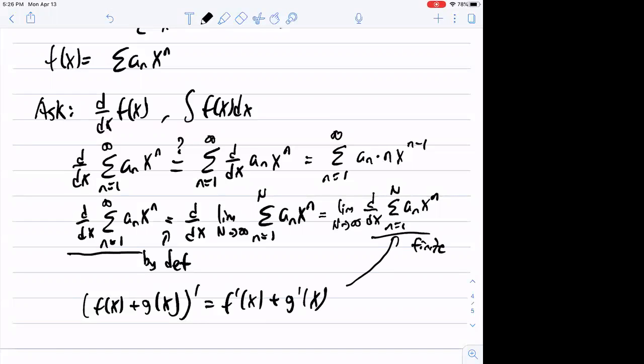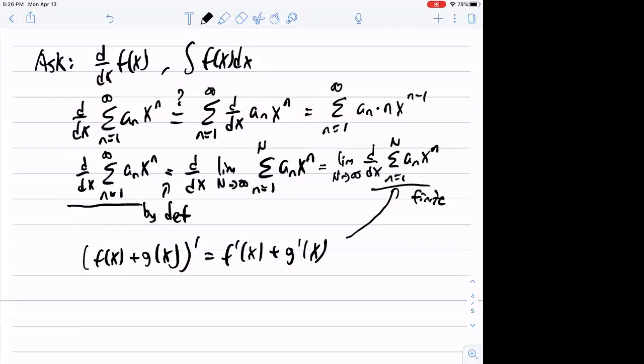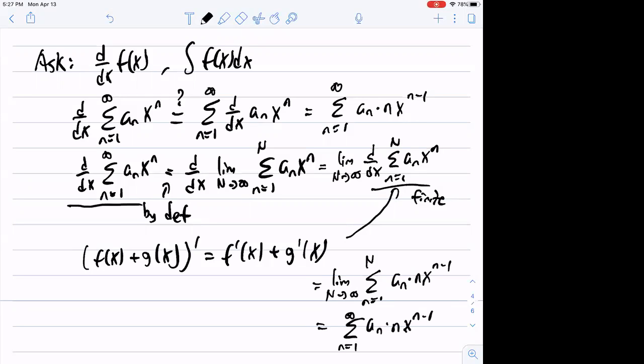You could prove by induction that the derivative of a finite sum is just term by term. So from here, you get the limit as n goes to infinity of the sum of a_n times, which is just the top part, and this thing is just this thing. There are steps in between, but basically the question is, can I swap the derivative with the infinite sum?